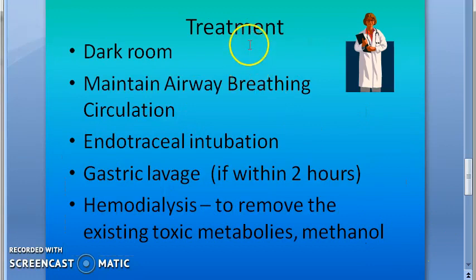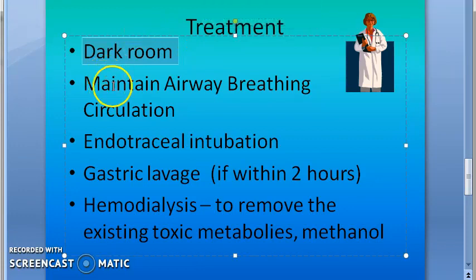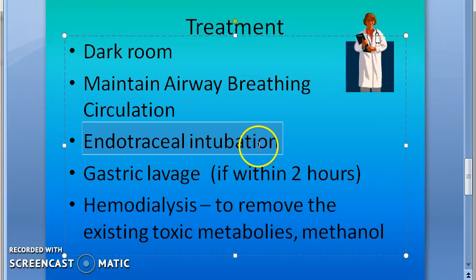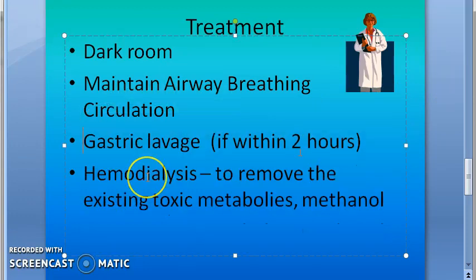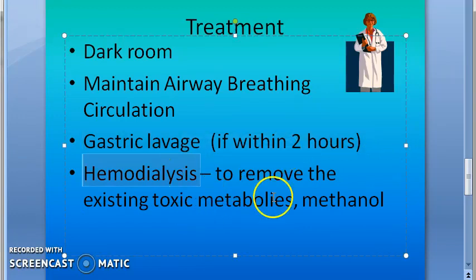Treatment. Now you should know how to treat the person. We are moving to the last part of methanol poisoning. Treatment. Dark room. Why? Because his eyes are getting affected. Maintain ABCs: airway, breathing, circulation, because he has dyspnea, tachypnea. So you have to maintain airway, breathing, circulation; endotracheal intubation they had told. Gastric lavage, if it is within 2 hours of consumption, you can do a gastric lavage.